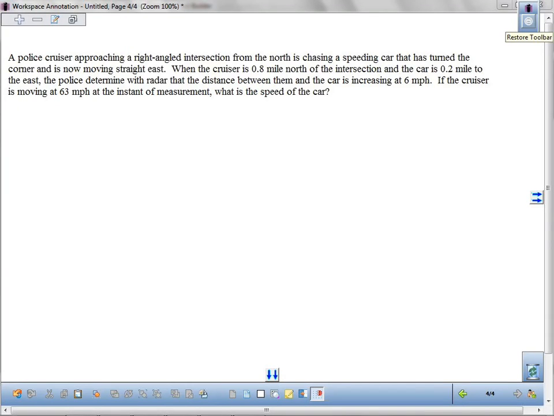So the first thing we need to do for this problem is to draw a picture. We know that the police cruiser is approaching the right-angle intersection from the north. So the police is going from top to bottom, and the car turned and it's going east. So there's my police cruiser and then the car.